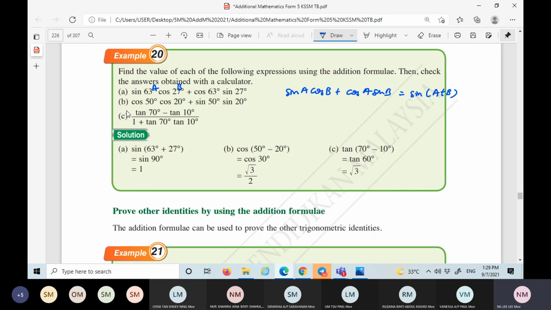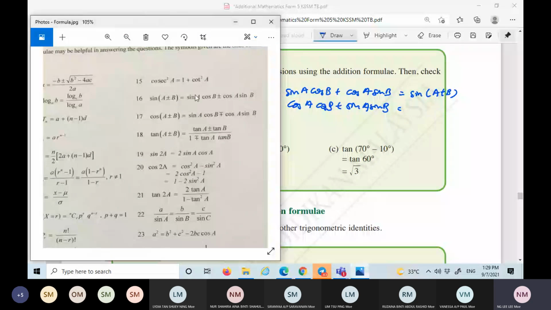Okay, so for the B, this is A and this is B. So you have cos A cos B plus sine A sine B. Then you refer to the list. You are using this 17. If here is plus, you take the bottom one. Cos, sine. Something is wrong. I wrote it wrongly? Sine, cos. The formula list is wrong.